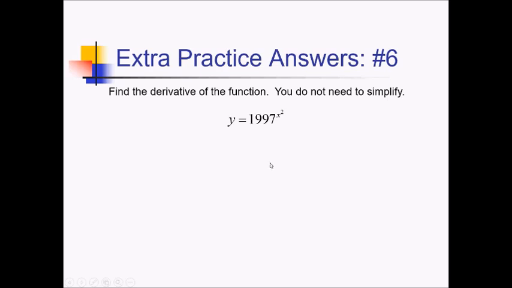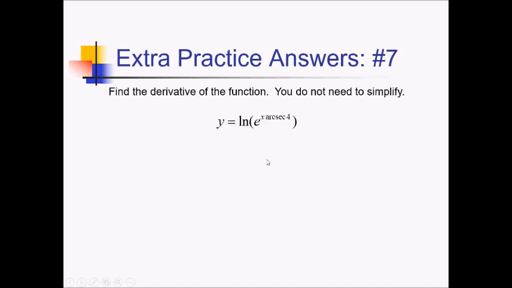For this derivative, we're using the chain rule. We have 1997 to the something. That derivative is going to be 1997 to the something times ln of 1997. Now we have to multiply by the derivative of the something, x squared. That's going to be a tail of 2x.